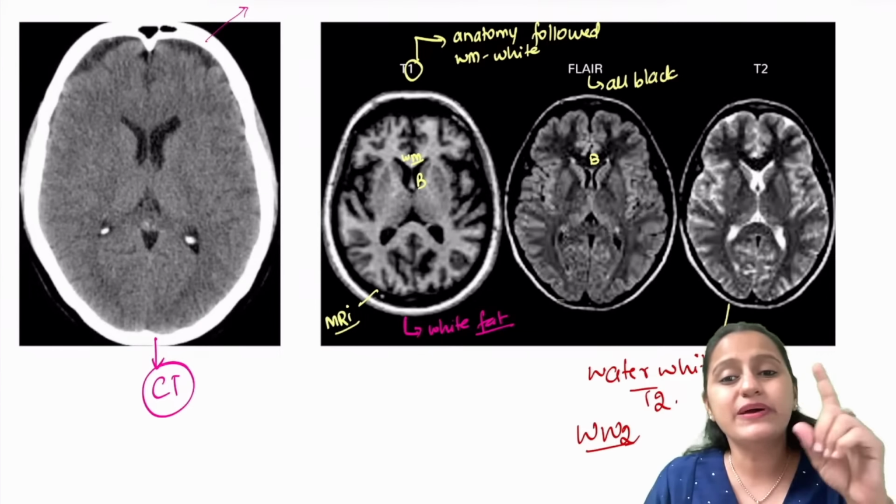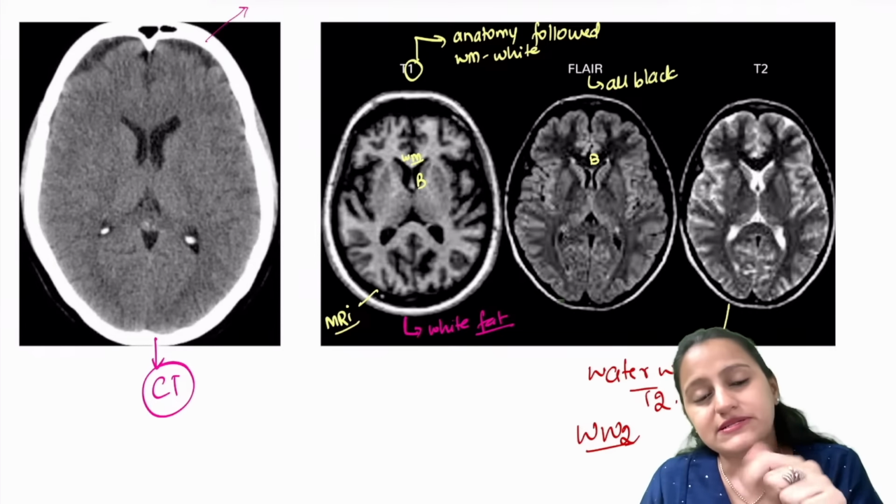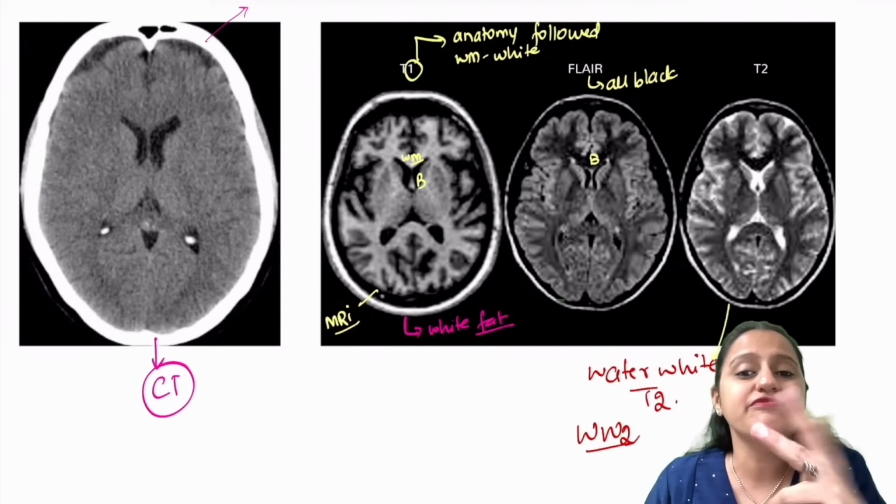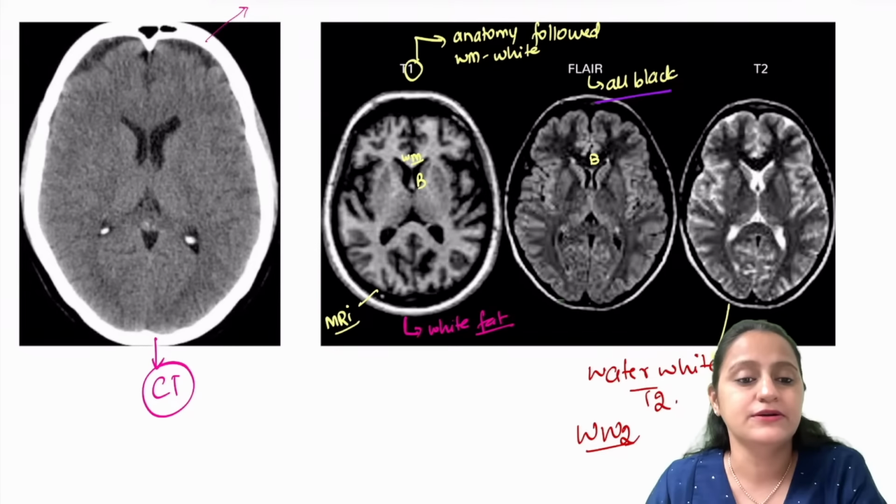Right? So quick tips on identifying the MRI sequences. T2 water white, T1 white matter white, and on FLAIR it is all black. Okay, on FLAIR it is all black. Is this clear with everyone?